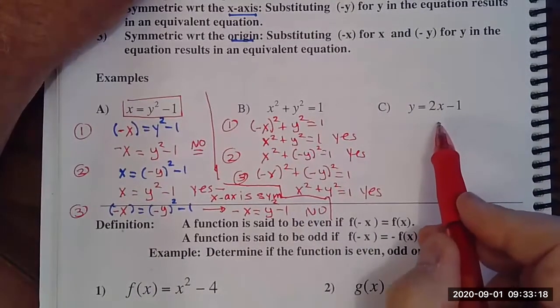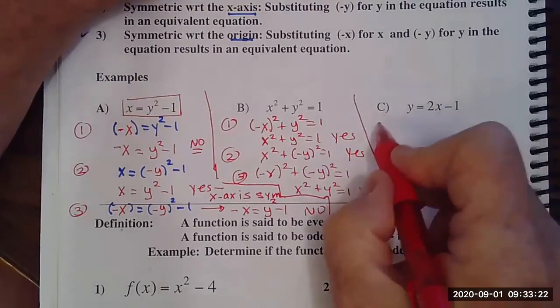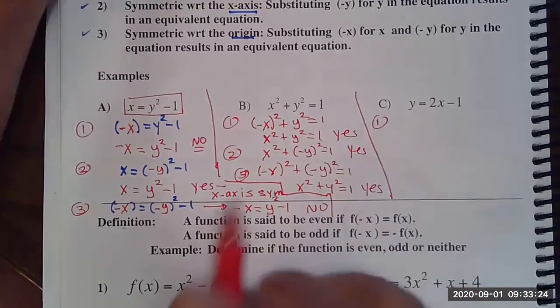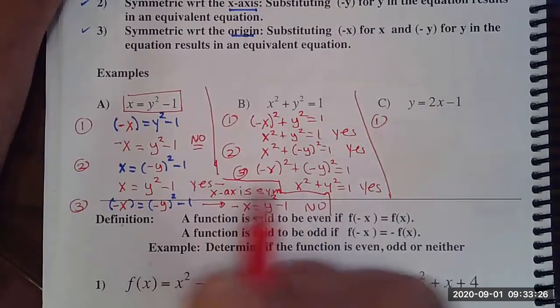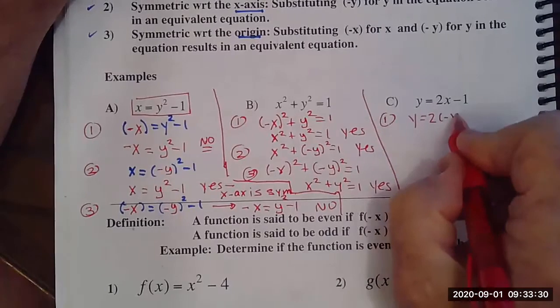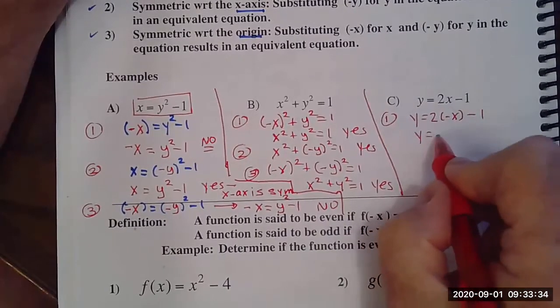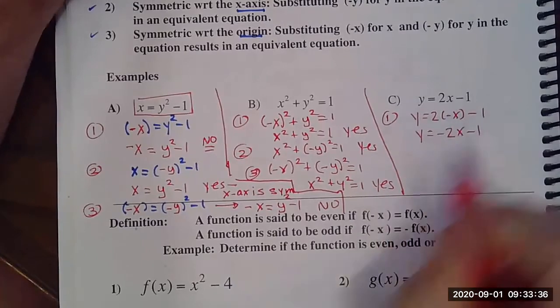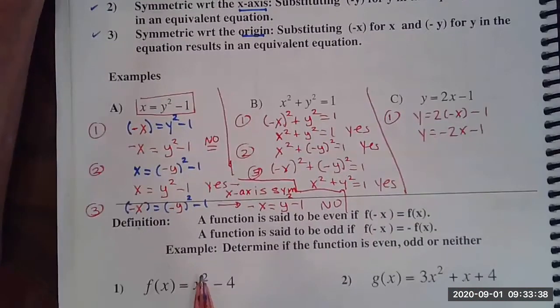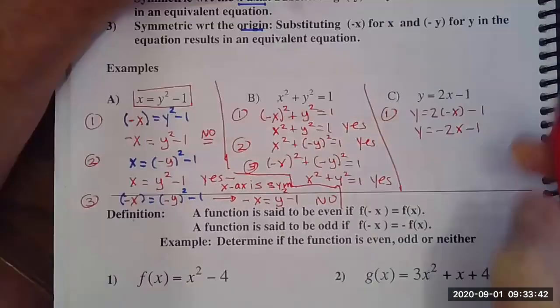And now this one here, final one. That means I'm going to let x be negative x. Simplify this. Does that look identical to the original? And it doesn't. So I'm going to say no.